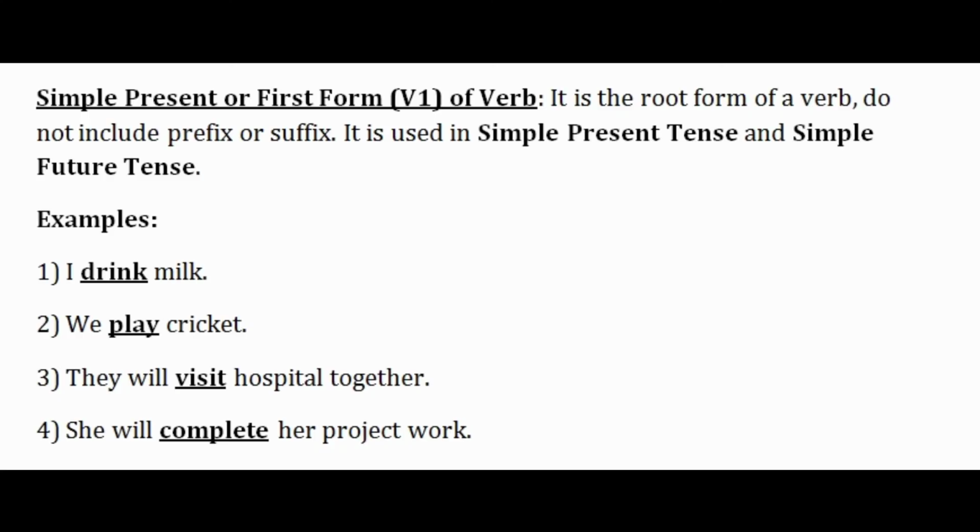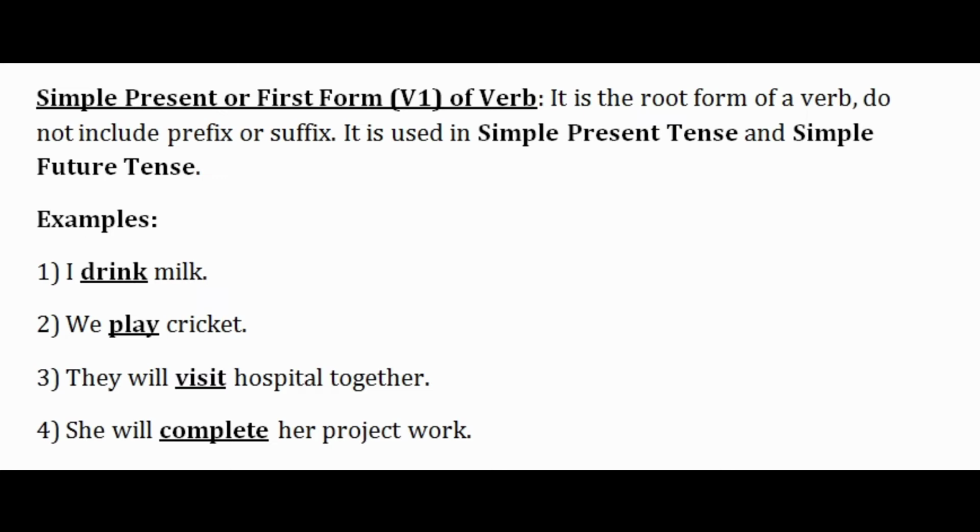Simple present or first form of verb. It is the root form of a verb. It does not include any prefix or suffix. It is used in simple present tense and simple future tense. All right. For example, I drink milk. We play cricket. They will visit the hospital together. She will complete her project work.